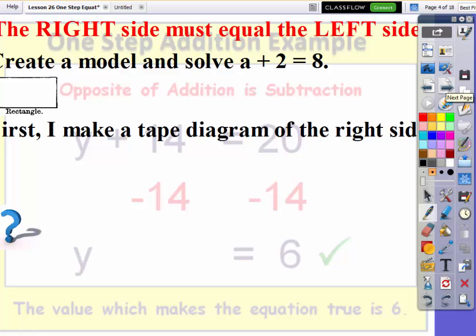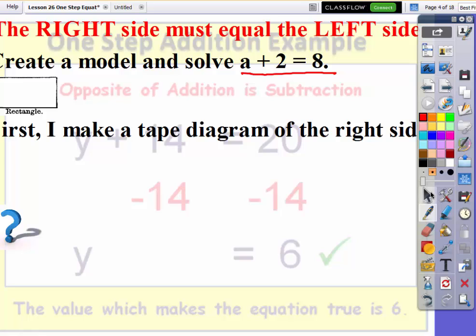So on to our next one. We have our phrase again right up in the top. The right side must always equal that left side. We're going to create a model and solve this expression. This a plus 2 equals 8.